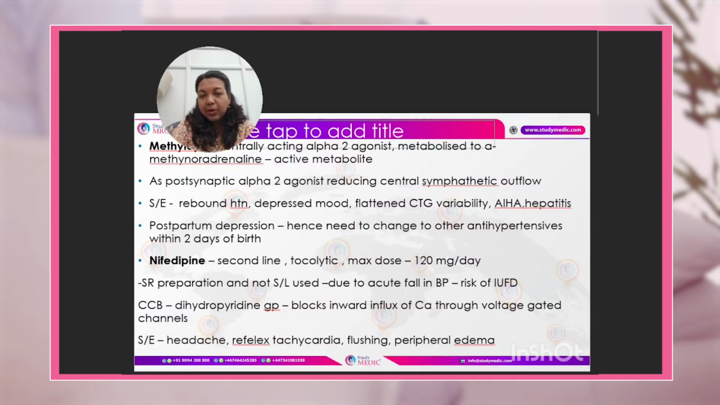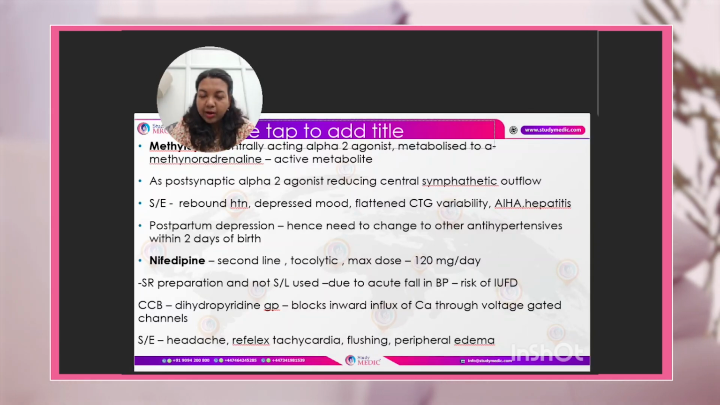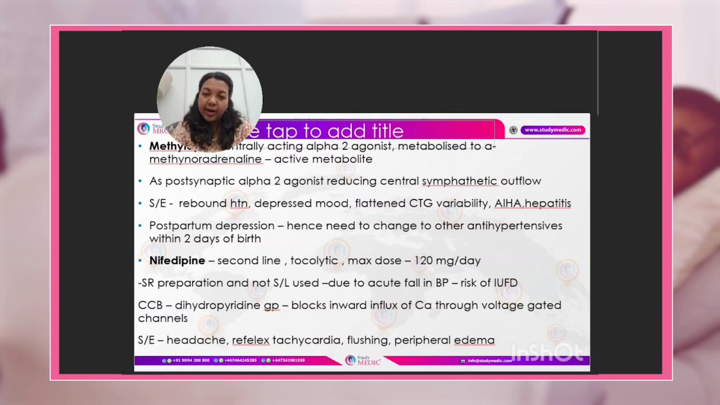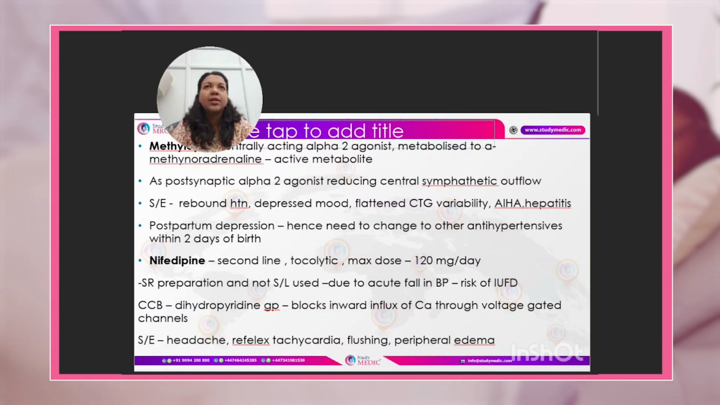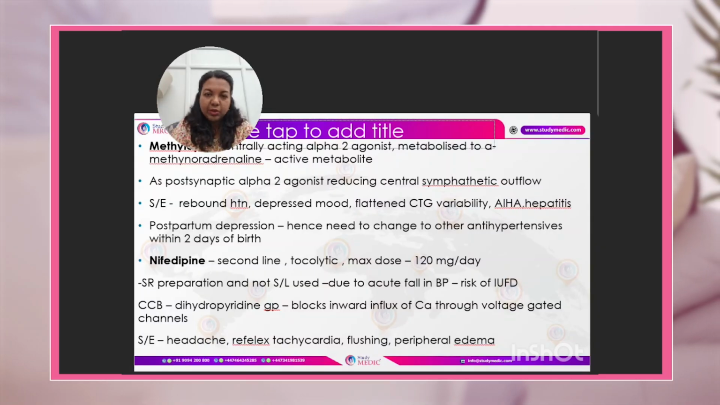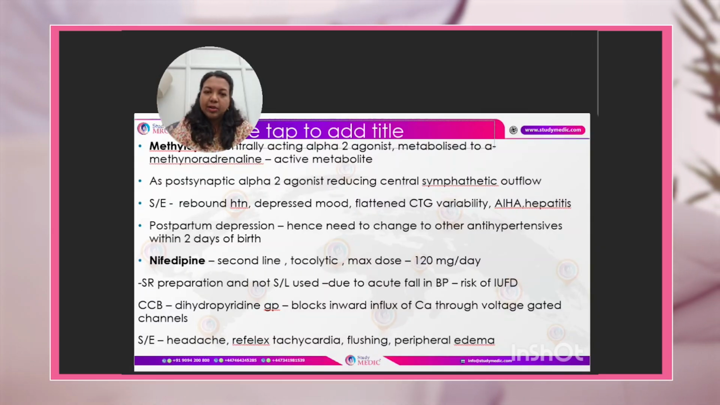Another important thing is that because labetalol has a beta blocker effect, it can cause bronchoconstriction, so it has to be avoided for asthmatics. So in case of asthmatics, the first choice of antihypertensive is nifedipine and not labetalol. Then the third choice is methyldopa.